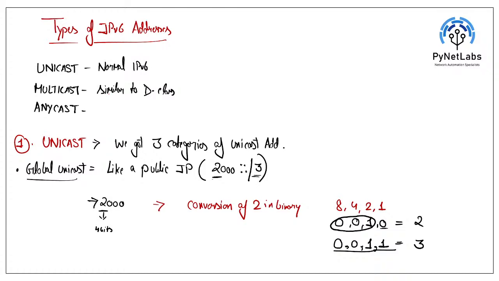Now coming to the second category of this unicast address. The second category of unicast address is your unique local. So we'll write unique local. Now when we are talking about this unique local, we can say it's more like a public IP, sorry, more like a private IP.